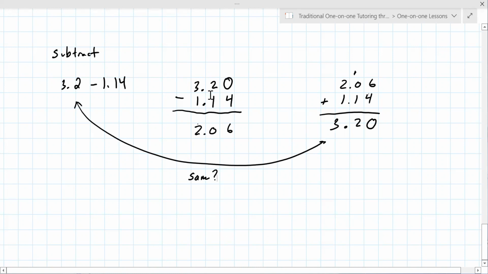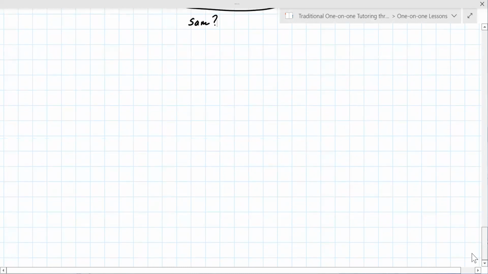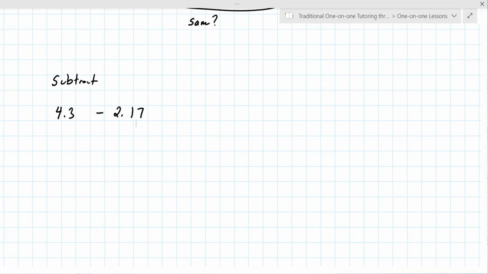Now the check is almost as much work as the steps to do it. But we'll see here. So let me have you try one on your own here. Maybe try subtract 4.3 minus 3.17. Go ahead and try that on your own, please.